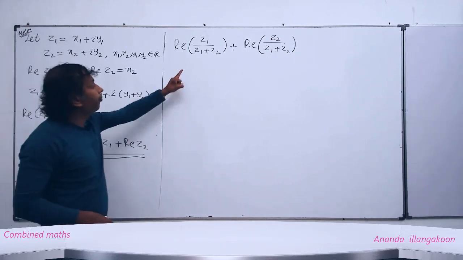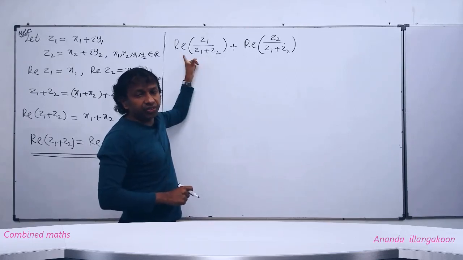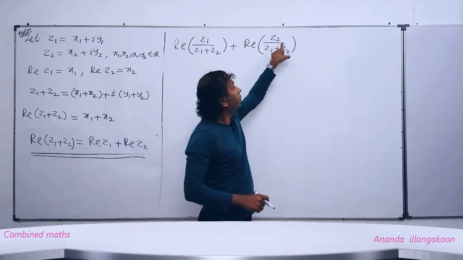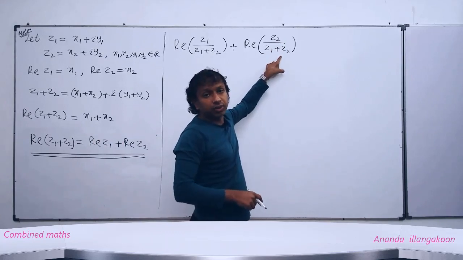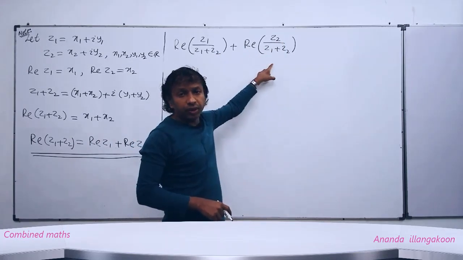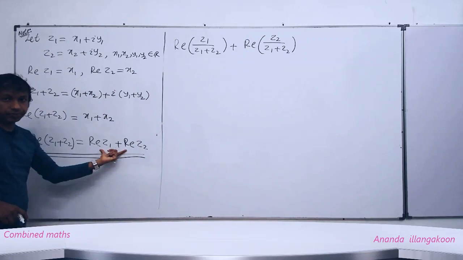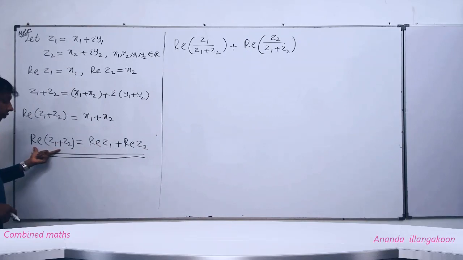What is this? Z1 divided by Z1 plus Z2 is a single complex number, and we take its real part. This one is another single complex number, and we take its real part. Then here what do we have? The sum of the real parts of two complex numbers. This says it is equal to this: first add the complex numbers and find the real part of that.